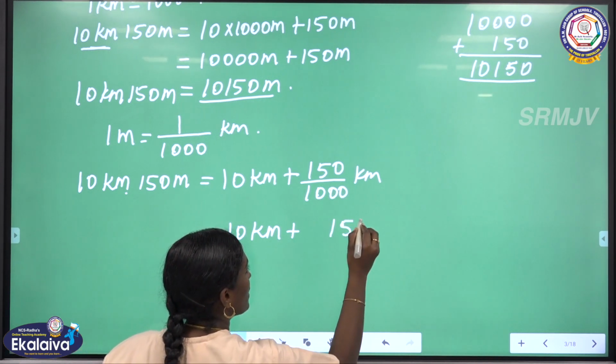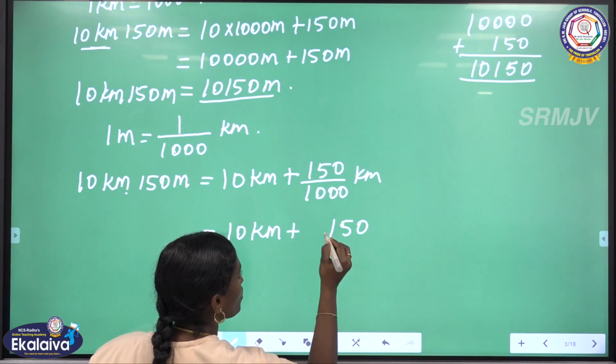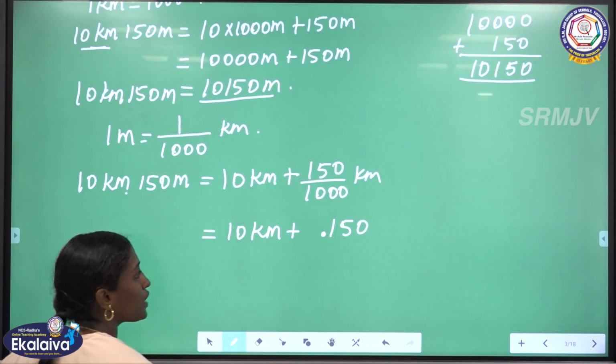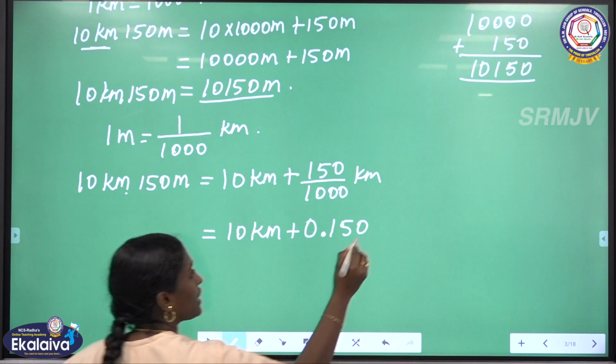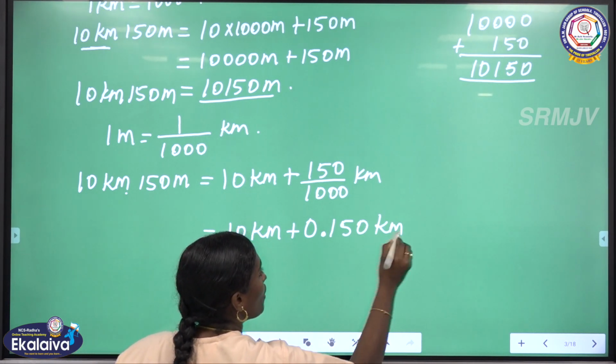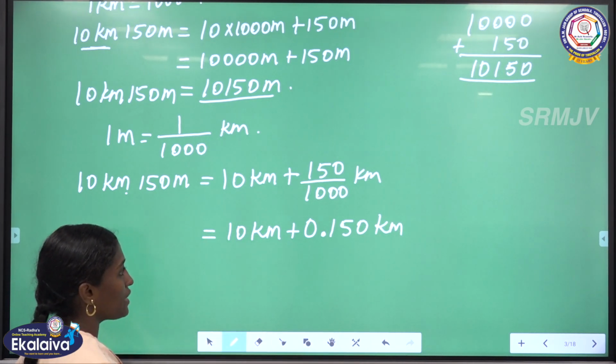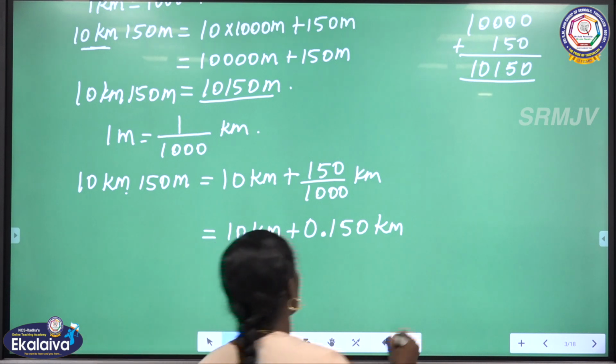The numerator 150 is there, so 1, 2, 3. Before 3 digits, we have to keep the decimal point. Then this is 0.150 kilometer. Now we have to add these two.